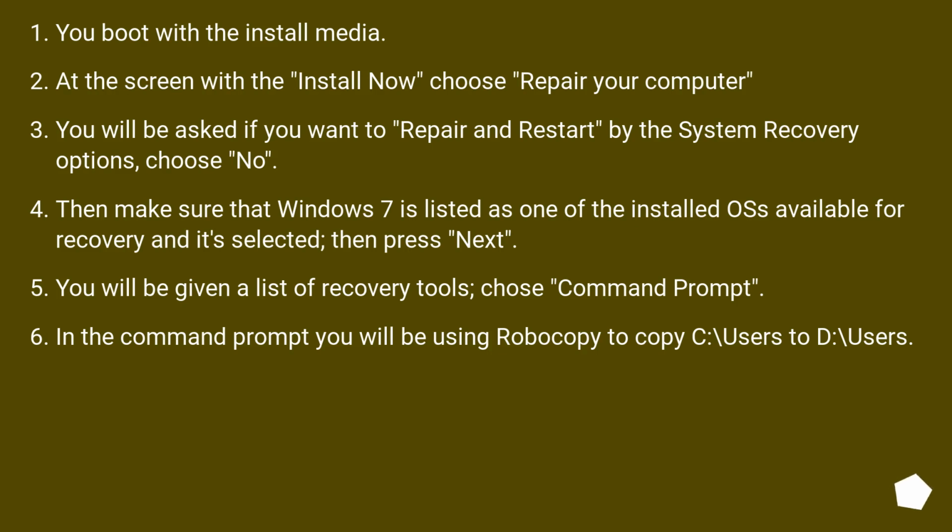You will be asked if you want to repair and restart by the System Recovery Options, choose no. Then make sure that Windows 7 is listed as one of the installed OS available for recovery, and it's selected, then press Next. You will be given a list of recovery tools, choose Command Prompt. In the command prompt you will be using robocopy to copy C:/users to D:/users.